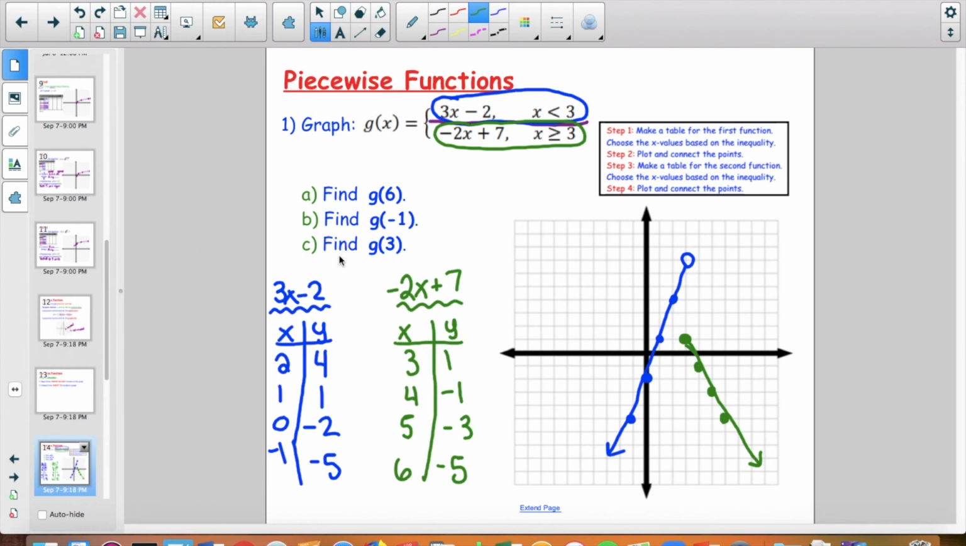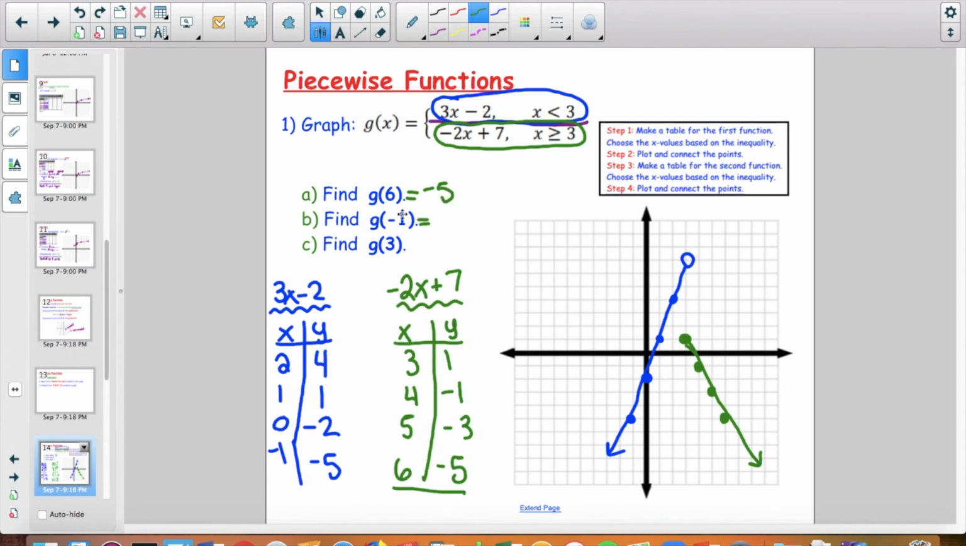Just looking at A, B, and C, you can use your graph to answer these. Your tables. So g of 6. Now 6 is not in this first graph because this graph is less than 3. 6 is not less than 3. So we had to use the second equation. Now we did use this value in our graph. G of 6 is negative 5.